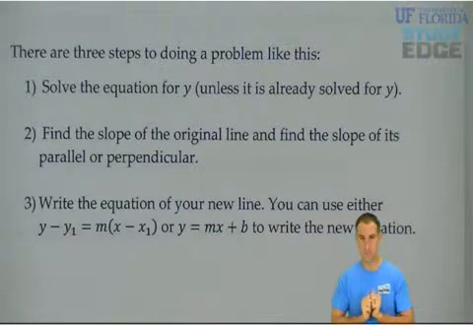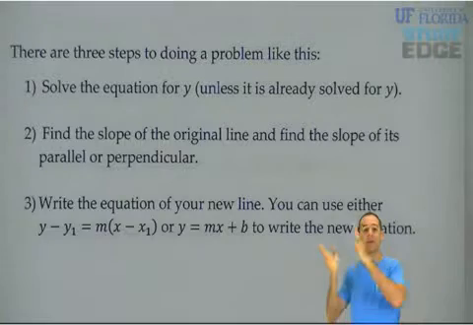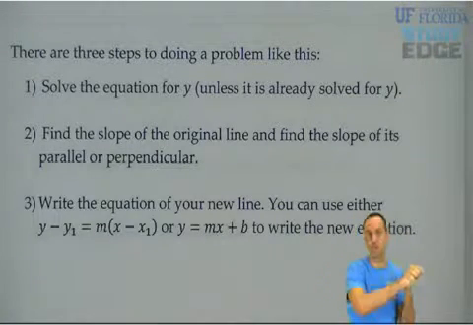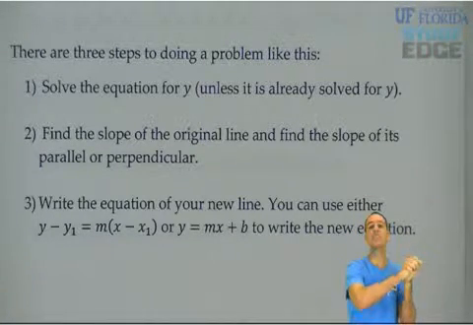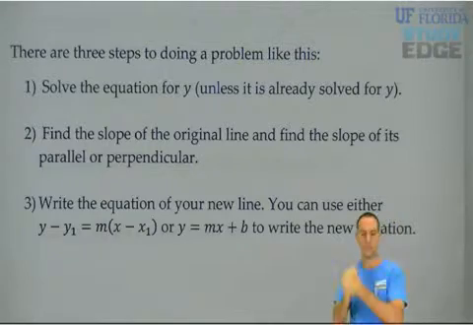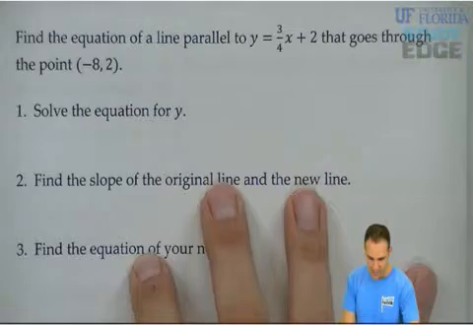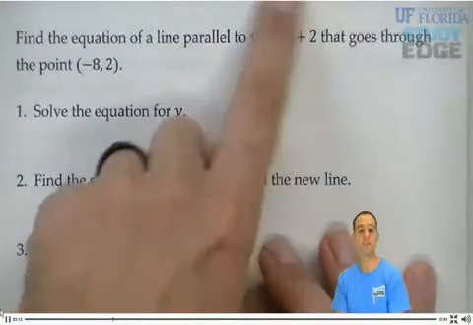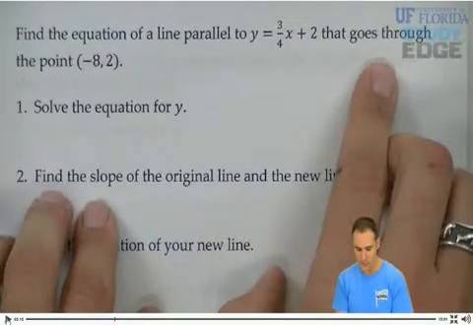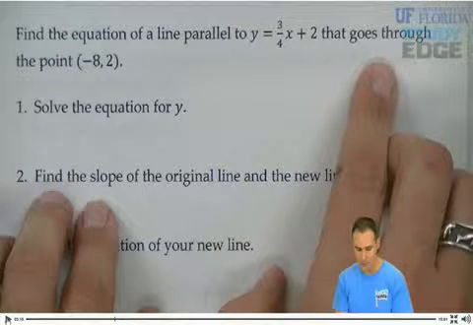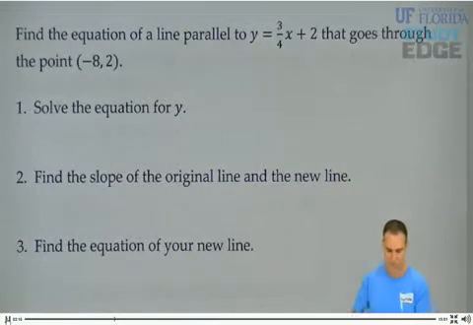It's up to you. So basically, we're going to be given a line, and we want to find a new line, and that new line is going to be parallel or perpendicular to the original. For example, find the equation of a line that's parallel to this line and goes through this point. Boys and girls, make sure you turn your page in your workbook. This will be the top of page 72.